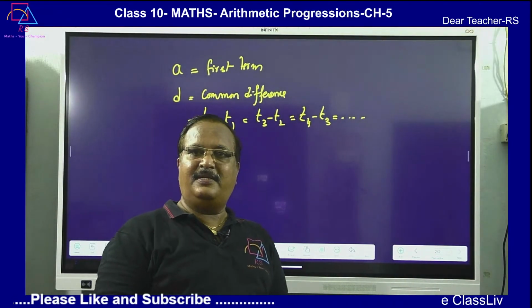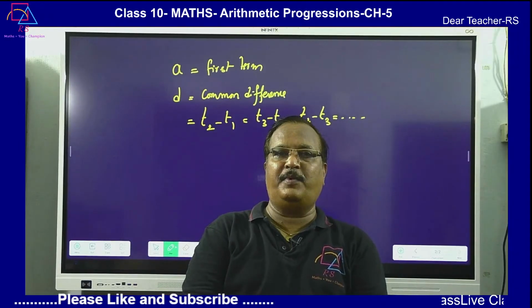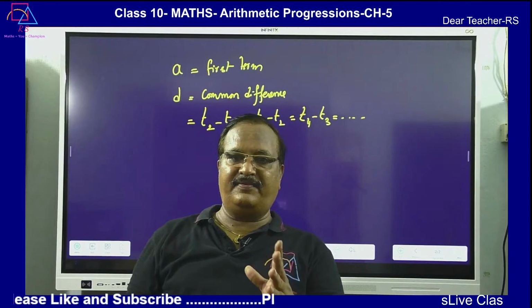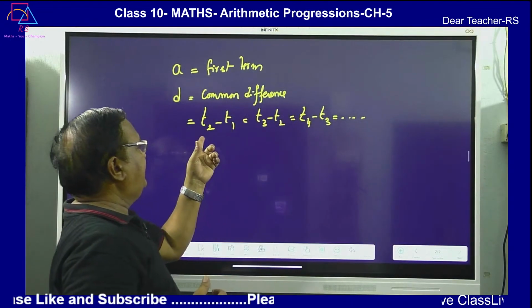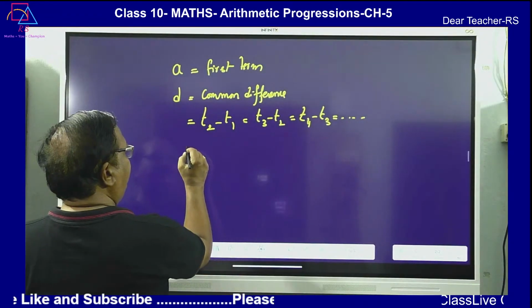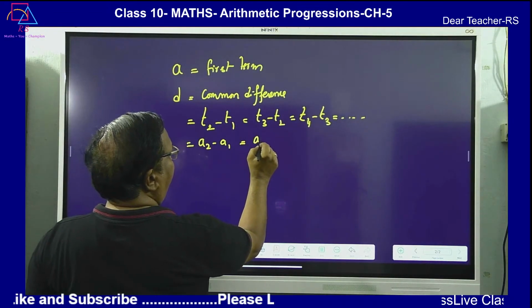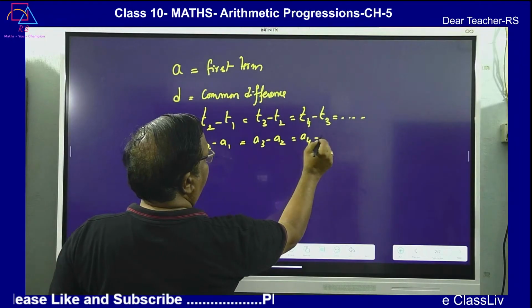In the examination, they may ask you what is the common difference of a given progression, and ask us to find the common difference. So common difference is very simple. T2, T1, all these are terms. In the textbook they have given it like this also: A2 minus A1, A3 minus A2, A4 minus A3 and so on.